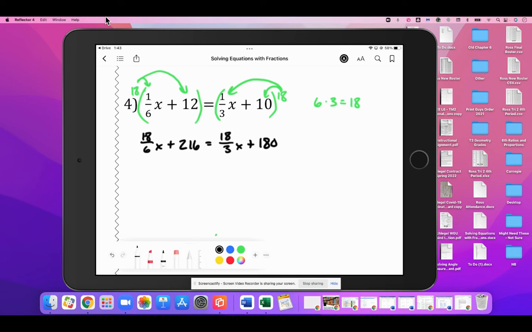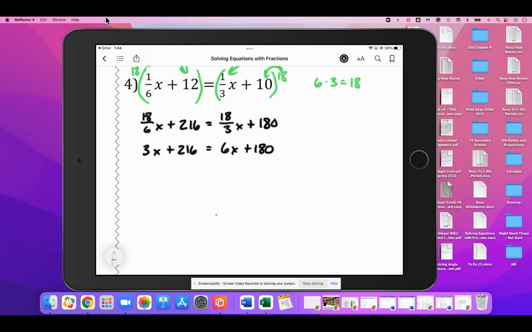Okay, so next we are going to have a situation where our fractions are going to divide out evenly. 18 divided by 6 is 3x plus 216. 6x plus 180. And so last time normally I like to deal with the numbers first. This time I'll go ahead and deal with the variables first. I'll choose to subtract 3x because if I chose to subtract 6x, I would get negative numbers and I don't want that. So I will be left with 216 is equal to 3x plus 180.